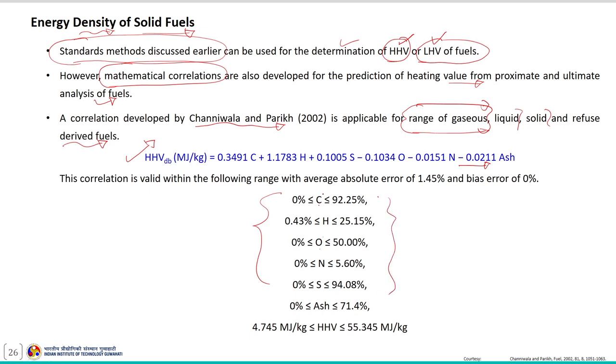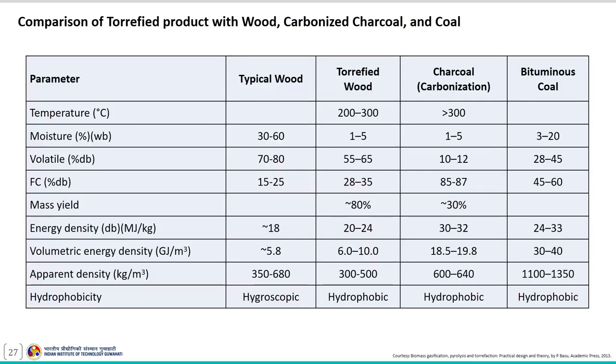The list of components is given here along with their ranges, and if it satisfies this particular range, then this particular equation can be used to obtain the higher heating value on the dry basis. This particular table here compares the torrefied product with wood, carbonized charcoal, and coal sample.